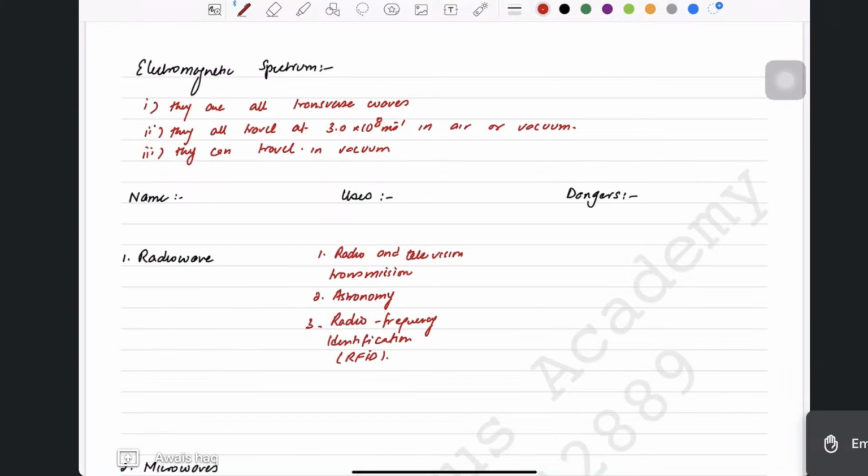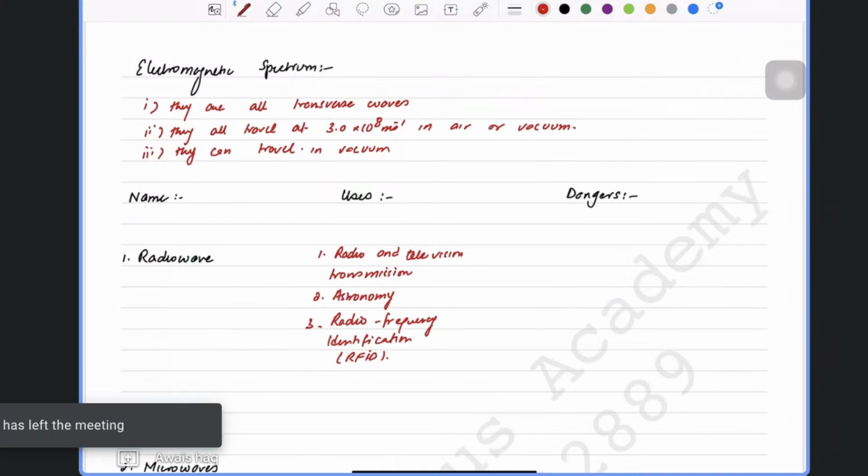What about radiotherapy? Radiotherapy? No, that's not this wave. That is gamma. That is from radioactive. That word comes from radioactivity. That is used in gamma or X-rays, not this one. Is it clear? All right. So there are no dangers from radio waves. They're very cool in that sense.